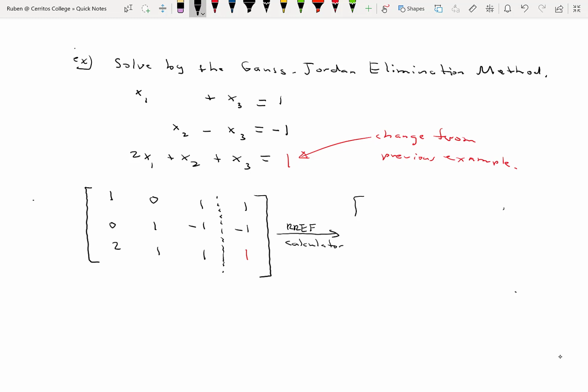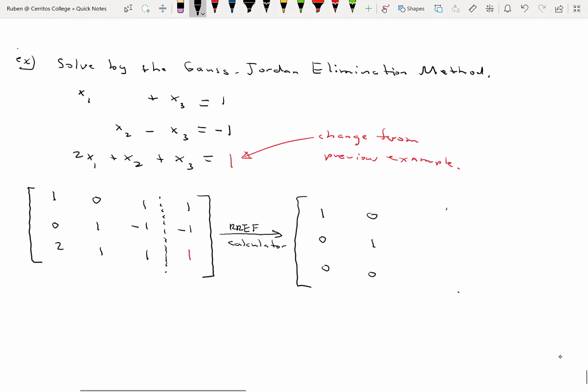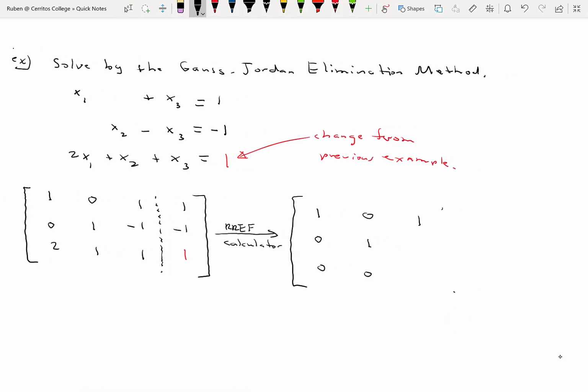Unless I ask you to do the row operations by hand, use your calculator, and the calculator will produce in the first column 1 0 0, and 0 1 0, second column, third column 1 negative 1 and 0, and final column 1 negative 1 and 0.